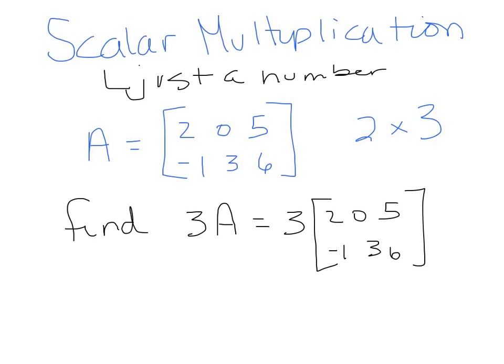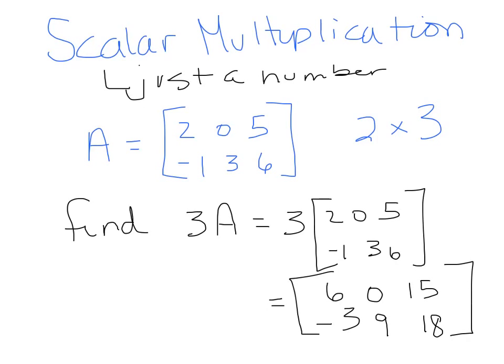So very simple then. 3 times 2, 6. 3 times 0, 0. 3 times 5, 15. Second row, -3, 9, 18. And that's the answer to my scalar multiplication. There was only one matrix involved, and the answer is the same size as the matrix that we start with. Okay?